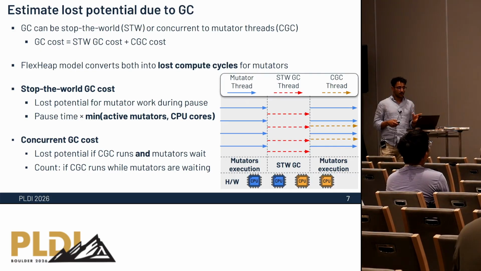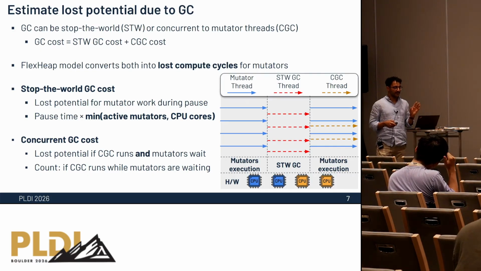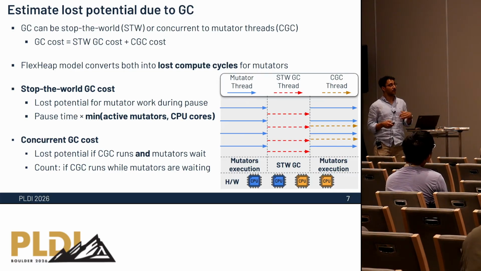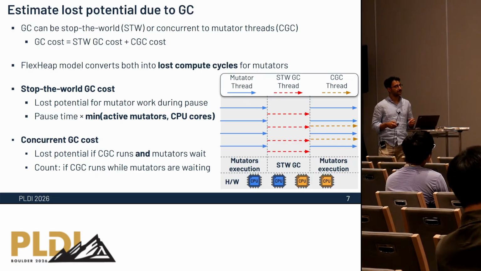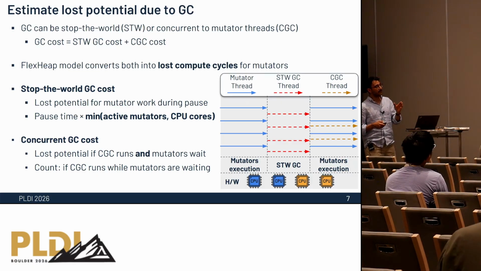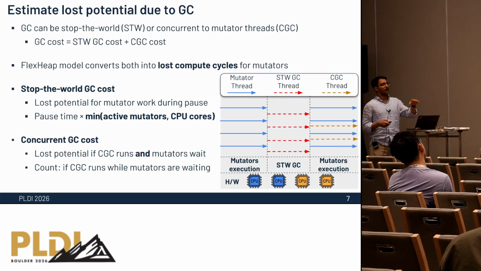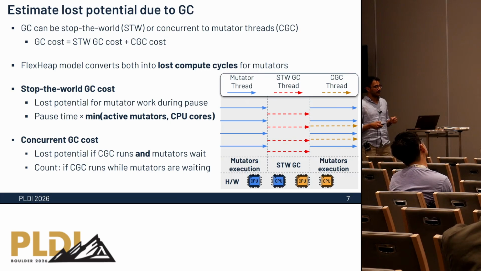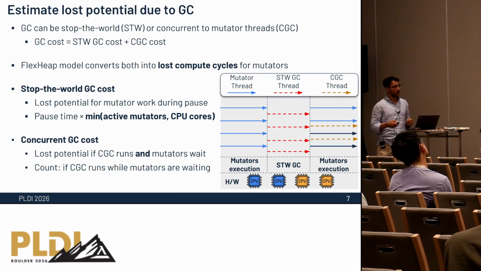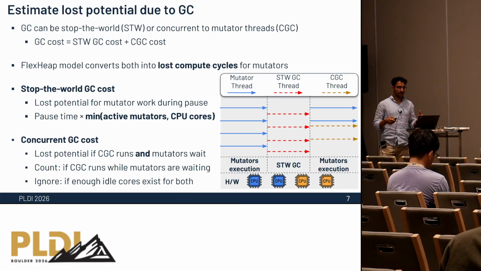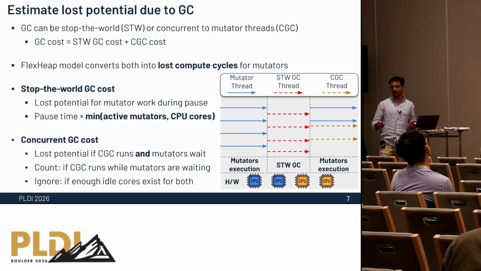The concurrent GC cost is different. We count it as a cost if concurrent GC threads run while mutator threads are waiting. For example, in this experiment we have 4 mutator threads and 2 concurrent GC threads, and we have only 4 cores. So 2 of the mutator threads are waiting, and we count this as a cost. Otherwise, if we have enough cores to run both mutators and GC threads, then we ignore this cost.